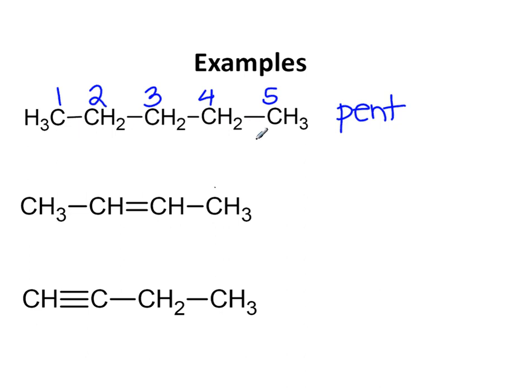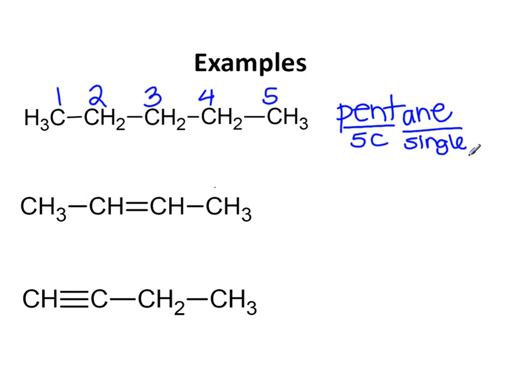Since all of the bonds between the carbons are single bonds, I know I have an alkane. And the suffix for an alkane is ane. So here, I'm going to put on ane. So this molecule is called pentane. Again, you can break the name down to see that it matches. Pent is 5 carbons. ANE is single bonds. So I have a 5-carbon molecule all made up of single bonds.